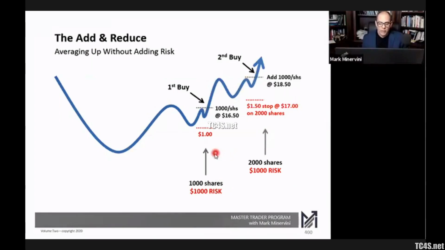Very simply, you start off. And again, I'm going to use the example from a cheat area where you're buying 1,000 shares at 16.50. You set a dollar stop. In this example, we're setting a dollar stop. So if you have 1,000 shares with a dollar stop, you're risking $1,000, right?